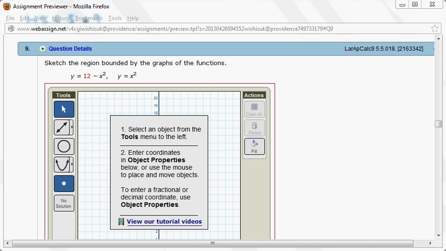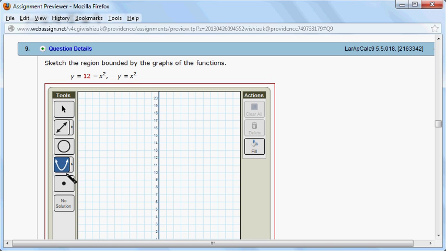Okay, let's look at homework 5.4, 5.5, number 9. First, we want to sketch the region bounded by these two parabolas. So let's do that. Let's do an easy one. We know how to do y equals x squared, right? So let's draw that. So parabola 2.